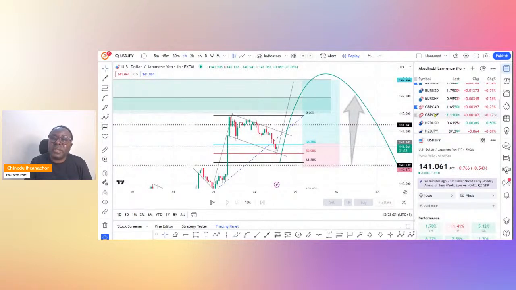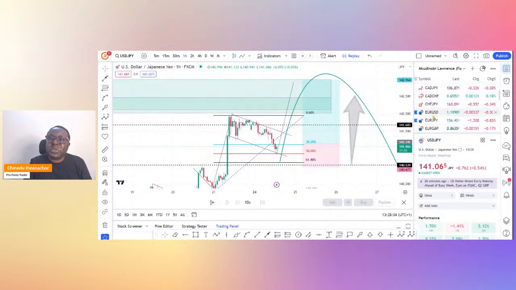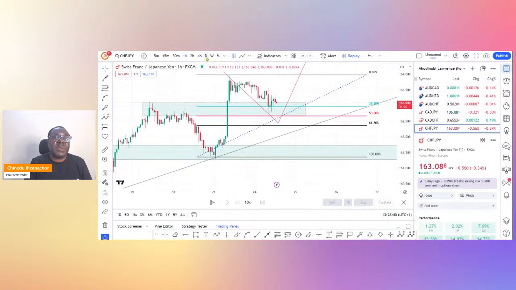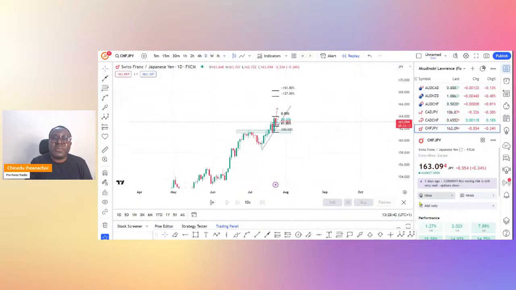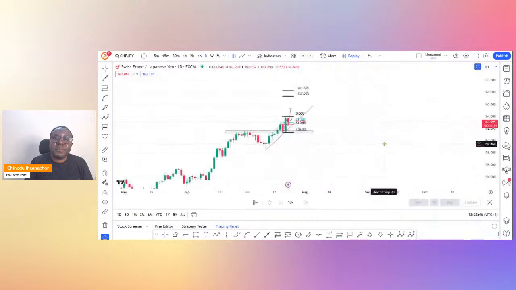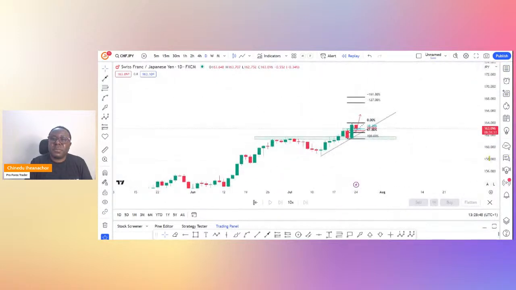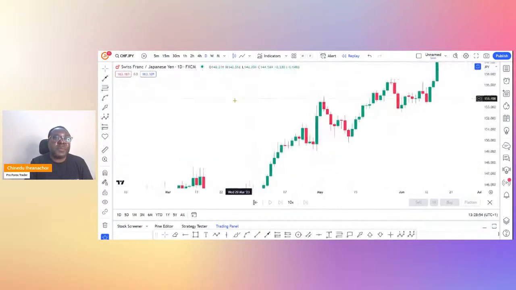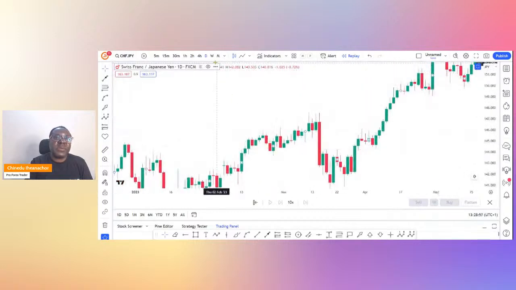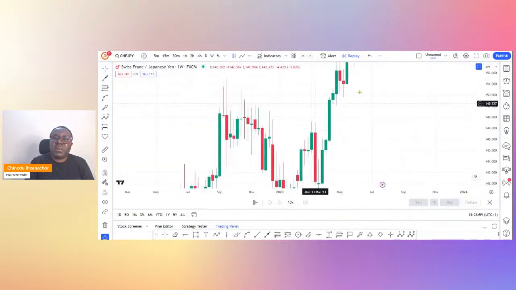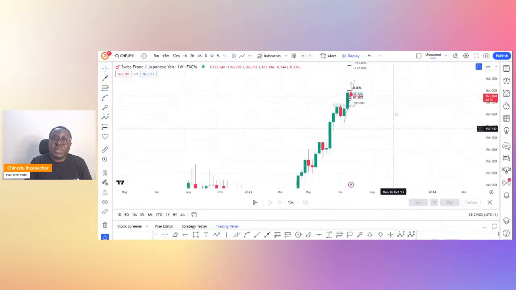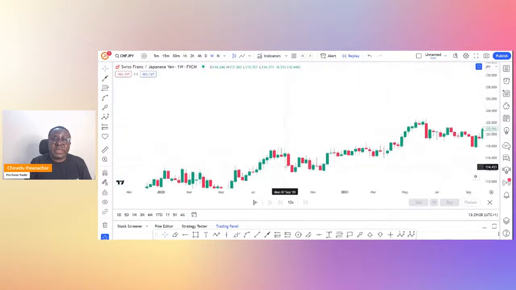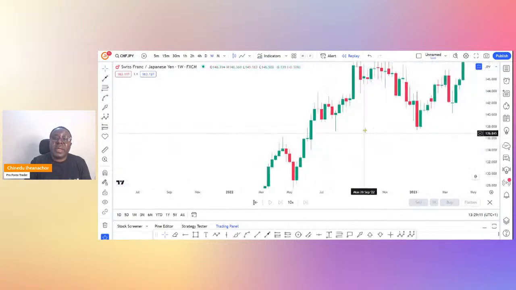We'll move to another currency pair, and this time the CHF JPY. CHF JPY, I want to look at it from the 1 hour time frame. From the 1 hour time frame, you can see, even if we move to the weekly, it's important to know the direction of the trend. Okay, it's obvious that the market is bullish. It's making higher highs and higher lows.